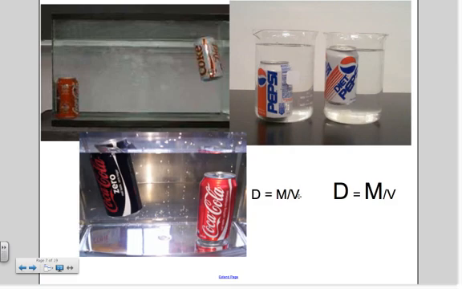So here's the Diet Coke, and over here, this is the regular Coke. It has the same volume, but a larger mass. Therefore, what happens to the density? It goes up. It's bigger, and therefore it sinks.